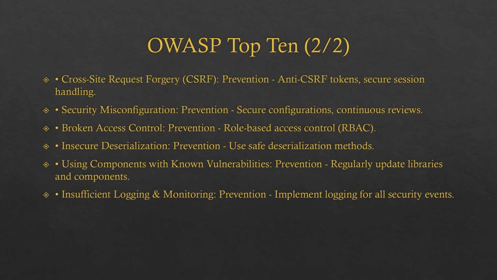Continuing with the OWASP top 10, we look at cross-site request forgery (CSRF), security misconfiguration, and broken access control. Implementing CSRF protection and maintaining secure configurations can prevent these threats. Insecure deserialization and using components with known vulnerabilities also pose risks, but regular updates and secure coding practices can help avoid them. Finally, insufficient logging and monitoring can make it hard to detect attacks, so consistent logging is essential.